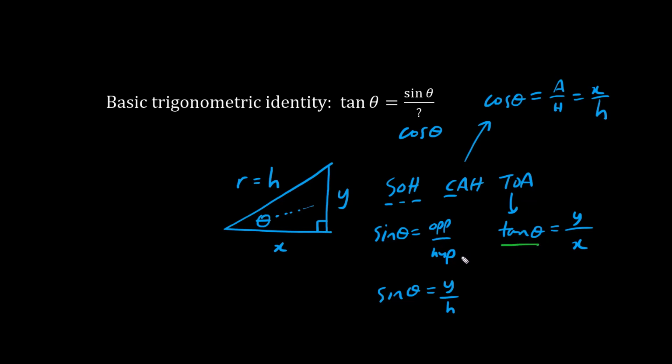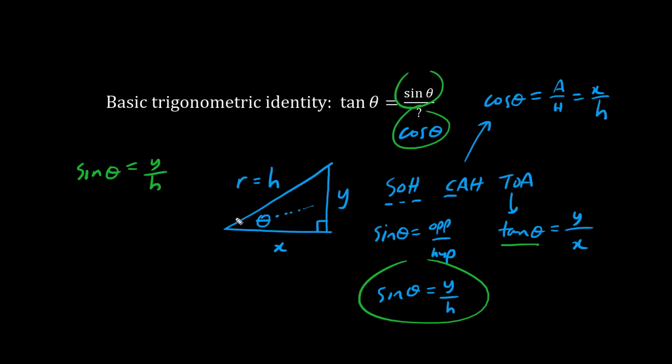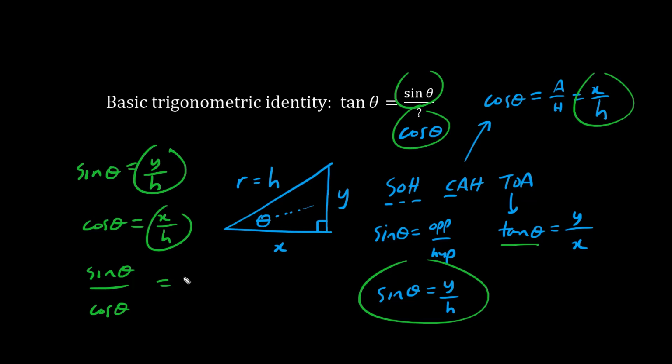Now, is it true that tan theta is sine over cos? Let's verify this fact. Recall that sine theta is y over h, and cosine theta is x over h. What is sine over cos anyways? Sine theta over cos theta is this divided by this, y over h divided by x over h.